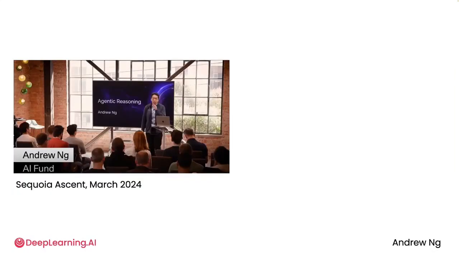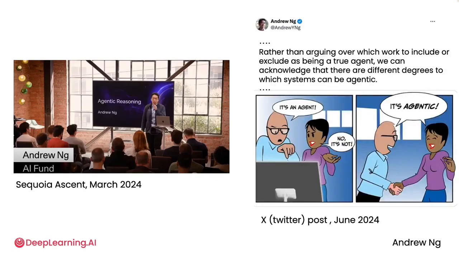I remember when I prepared a talk on agentic reasoning, one of my team members actually came to me and said, hey, Andrew, we don't need yet another word. We have agent. Why are you making up another word, agentic? But I decided to use it anyway. And then later on, I wrote an article in DeepLearning.AI's newsletter, The Batch, and also posted on social media saying that instead of arguing over which word to include or exclude as being a true agent, let's acknowledge there are different degrees to which systems can be agentic. And I think this helped move past the debate on what is a true agent and let us just focus on actually building them.